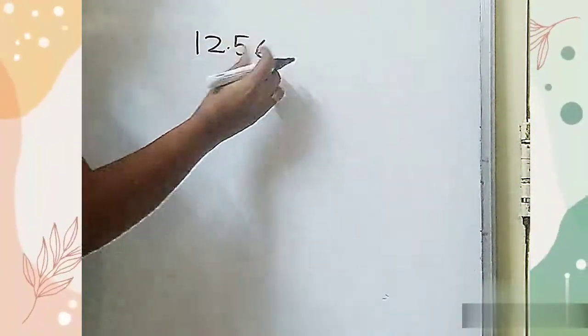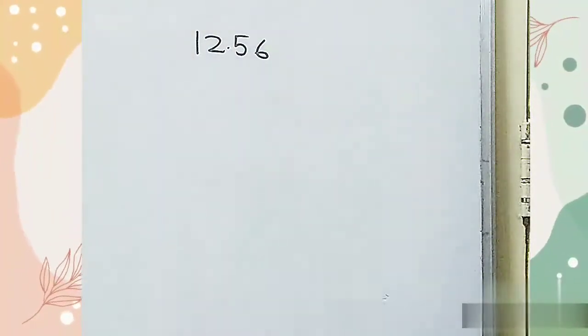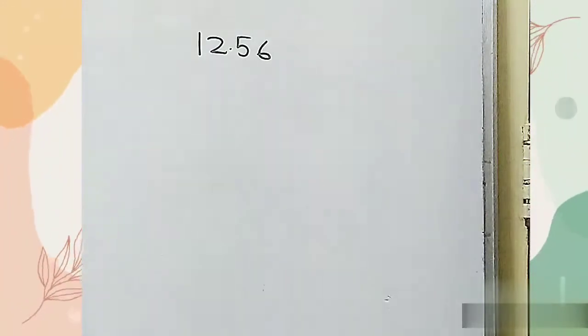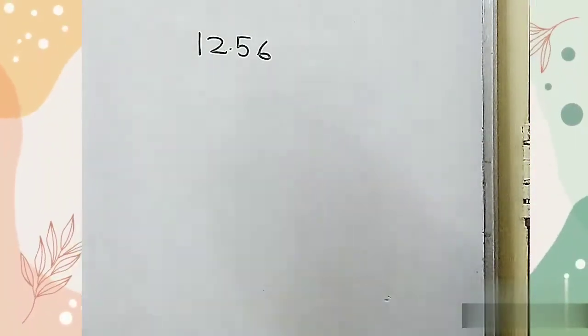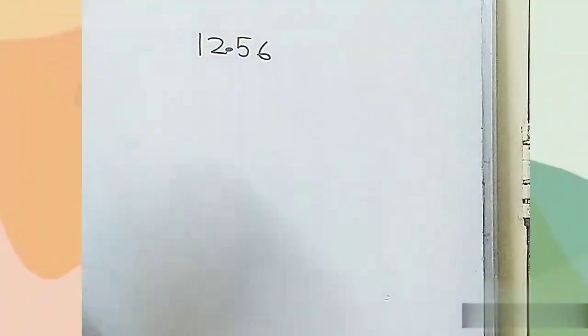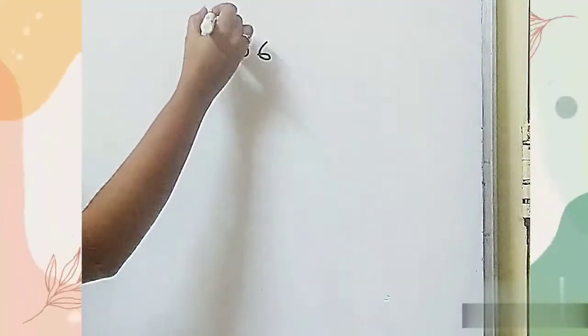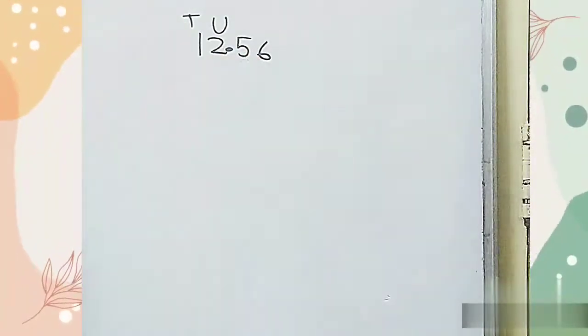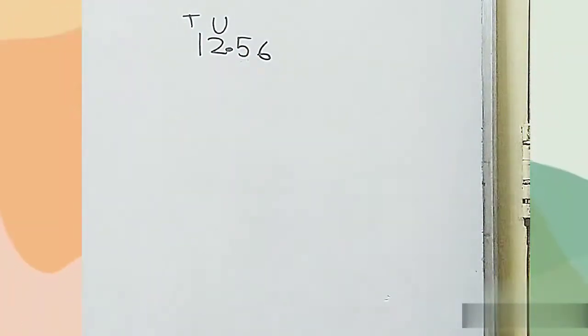Now I'm going to take a number, 12.56, a number I took. Now what we are going to do is see the decimal point. Now see, there is the decimal point there. Now we know that this is the unit place. Then before that this is tens place. But what about this? What is the place value of that?